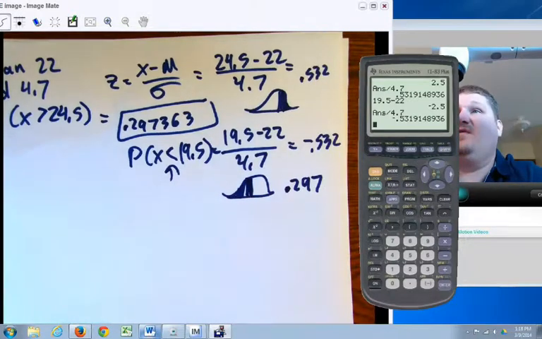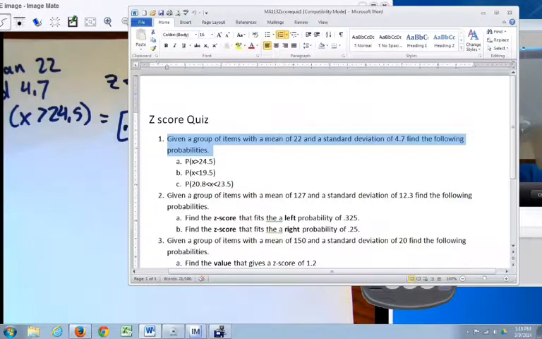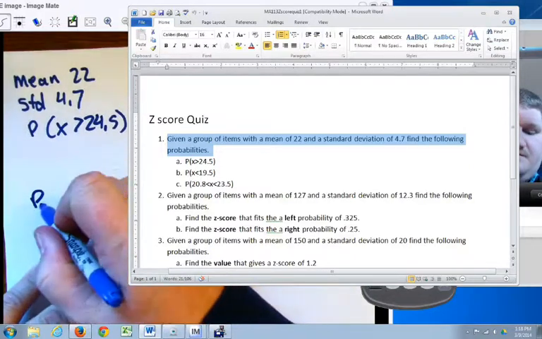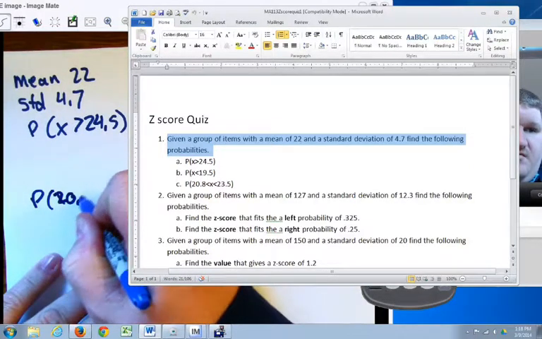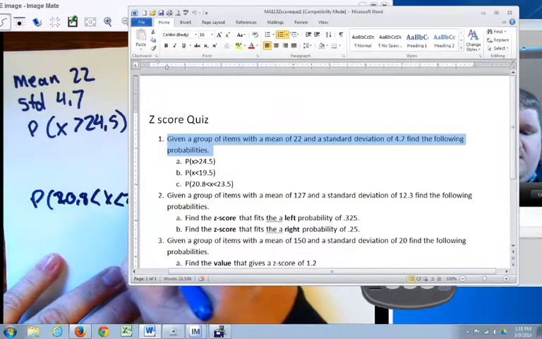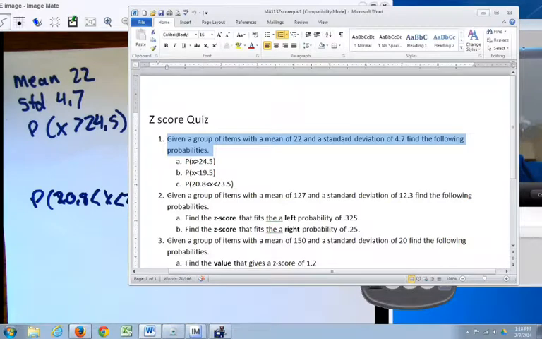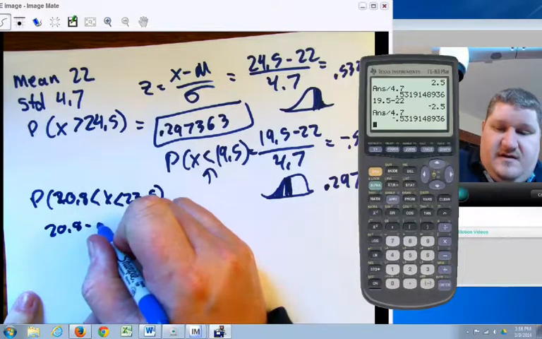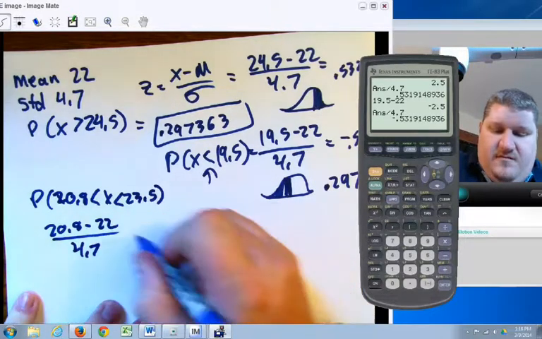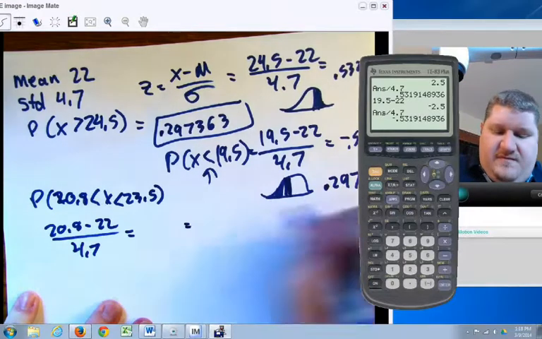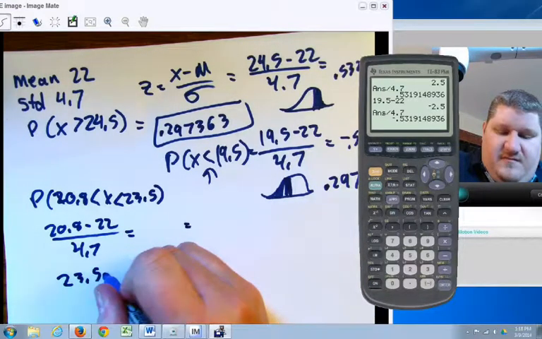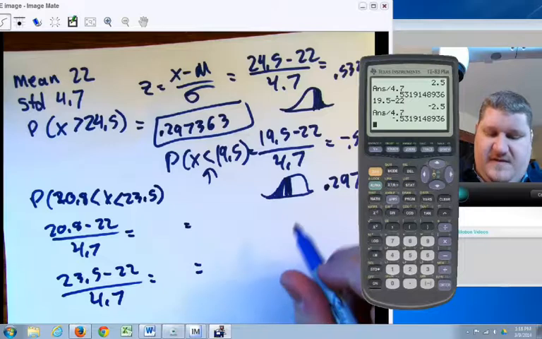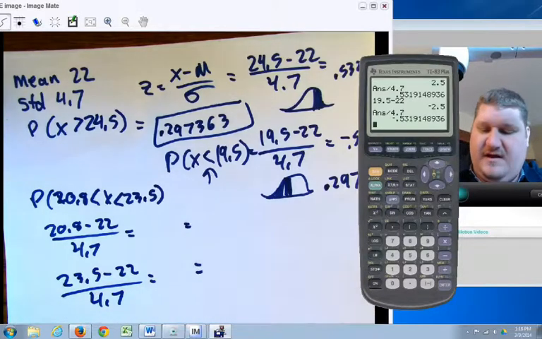All right, moving on, we come up with a between. Now for a between, we're going to do left minus left. So we want the probability that 20.8 is less than x less than 23.5, using the same information. So we're going to say 20.8 minus 22 all over 4.7. We're going to need to find a z-score and a probability for that. Then 23.5 minus 22 all over 4.7. We're going to have to find a z-score and a probability for that. And again, we're going to go left minus left.